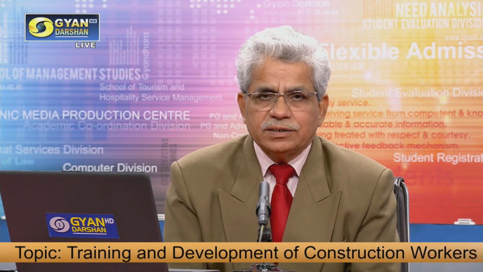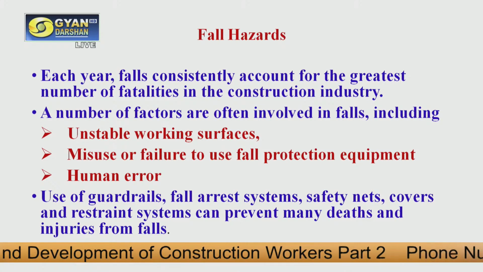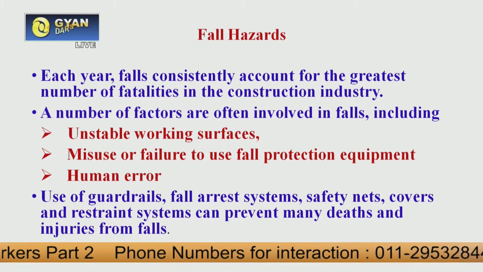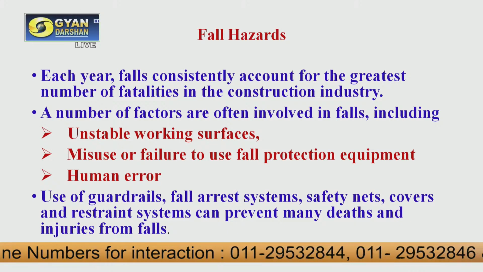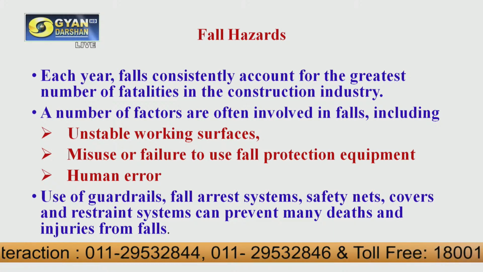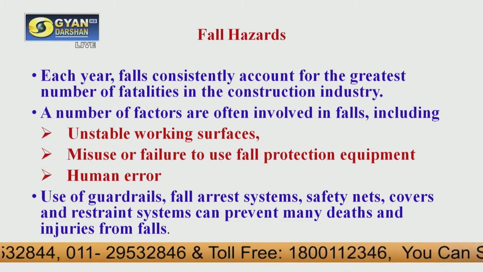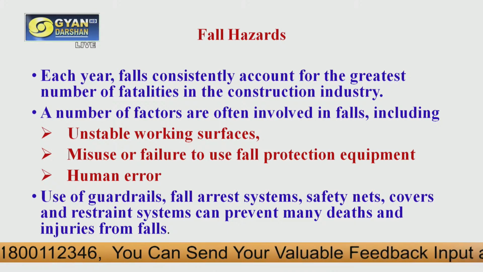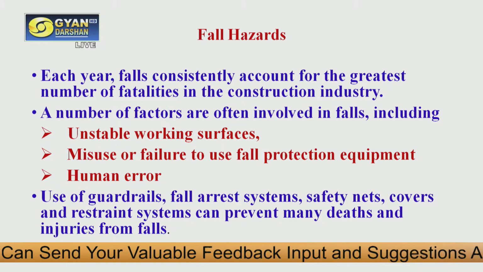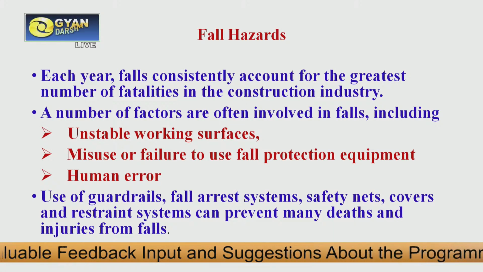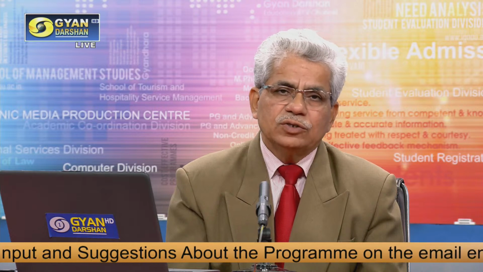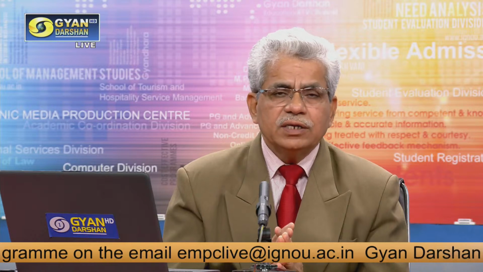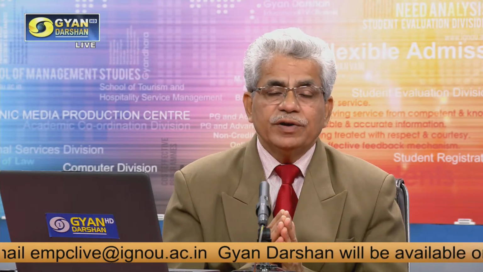First one is fall hazards. Fall hazard becomes very important when a worker is working at a height of more than 2 meters, because construction operations done at a height of more than 2 meters are categorized as risky operations. If a worker falls from a height of more than 2 meters, he or she may get injured. So they should be told that when you are working at a height of more than 2 meters, you have to be very careful.